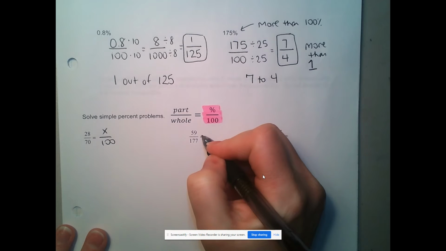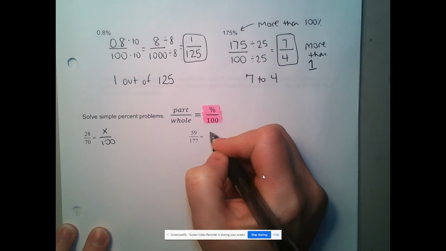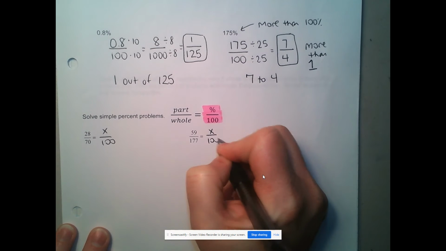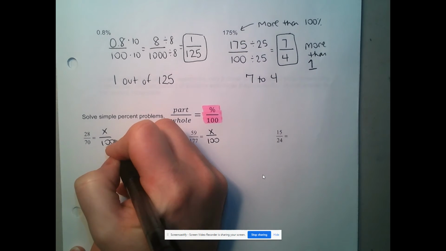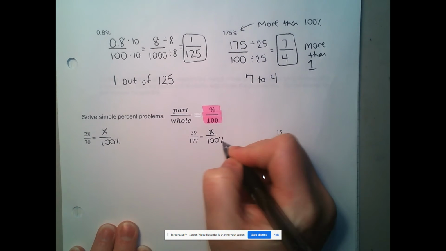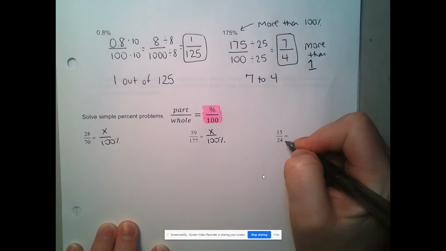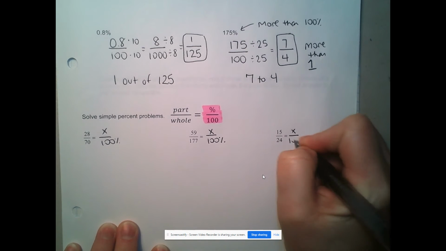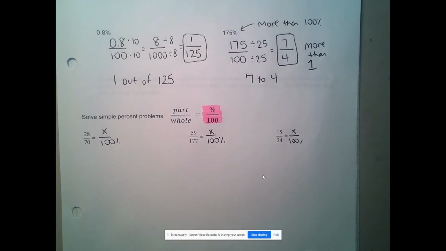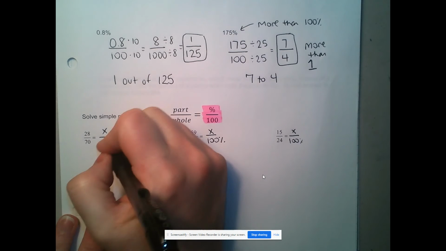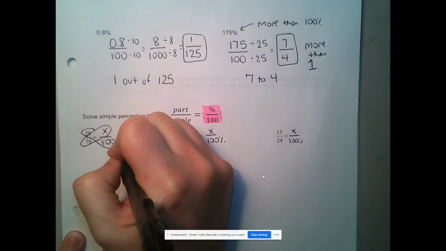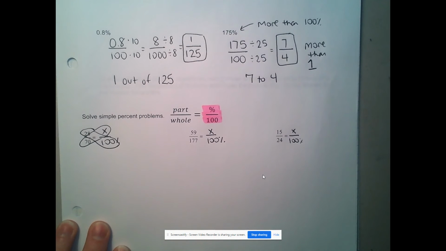So on the next one, if 59 students out of 177 like pizza on Fridays, we would say that equals X over 100 because we're finding out of 100%. What's the percent out of 100%? So 15 students out of 24 like the red Tootsie Pops, well, that is how many out of 100%. So each time we're always going to put equals X over 100%. Each time we are going to solve by cross multiplying, the same as we did in Unit 5.